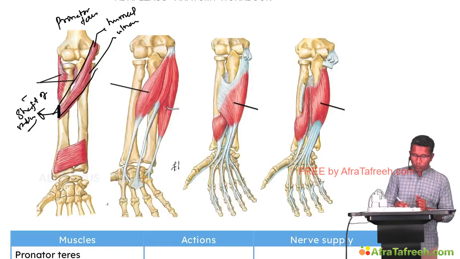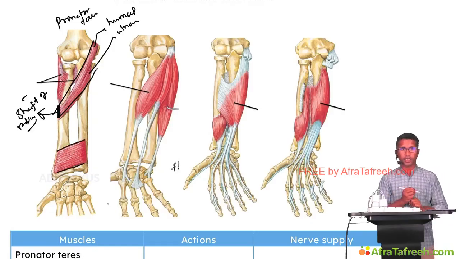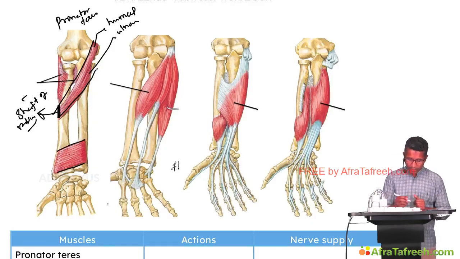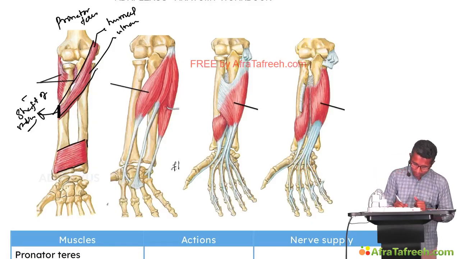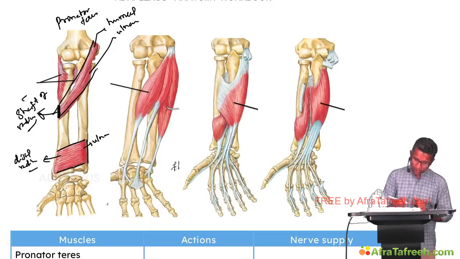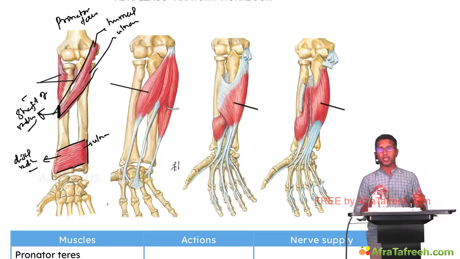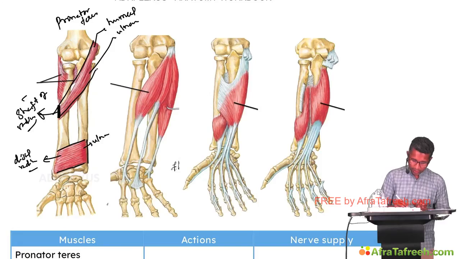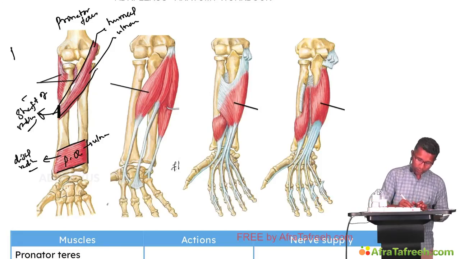And in a more distal part, if you see, there is another muscle which is called pronator quadratus. This pronator quadratus takes origin from the distal ulna and gets inserted into the distal radius, okay. What is the action of these two pronators? They cause pronation. So pronator teres and pronator quadratus, both of them cause pronation.